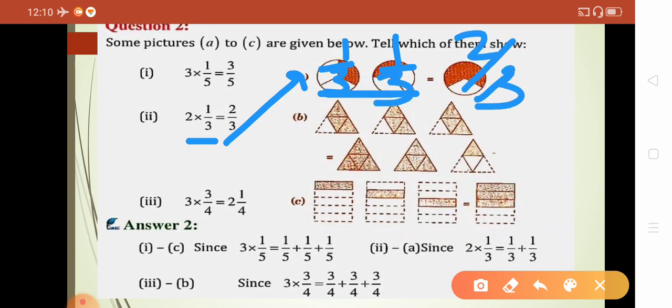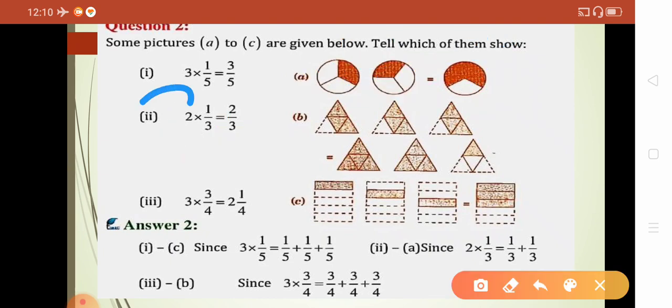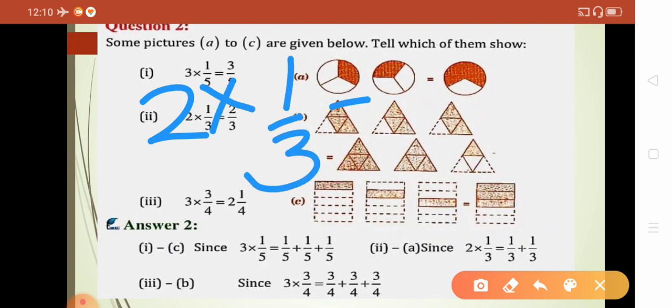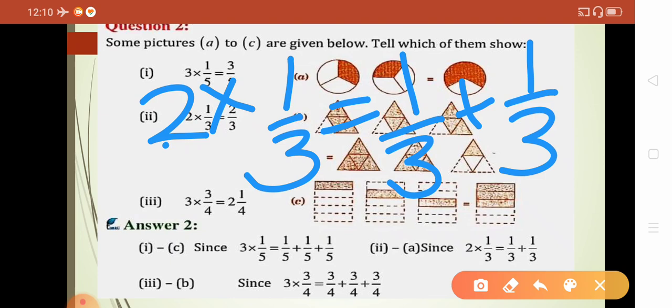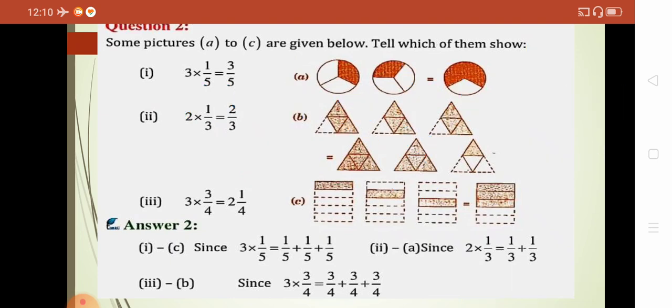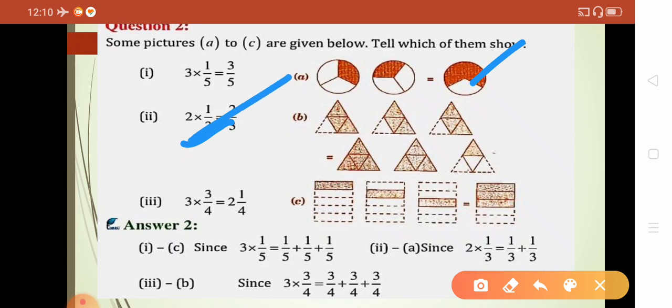So whenever we multiply 1 by 3, that means we have added 1 by 3 two times. Whenever it is written 2 multiply 1 by 3, that means we have added 1 by 3 two times. If it is written 3 multiply 1 by 3, that means we have added 1 by 3 three times. So here 2 multiply 1 by 3 means 1 by 3 is added 2 times and the answer is 2 by 3. So this is the A part.